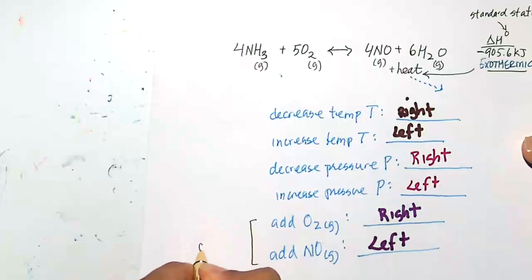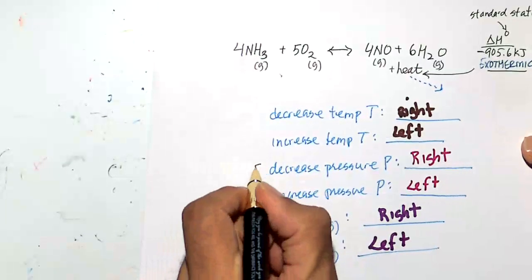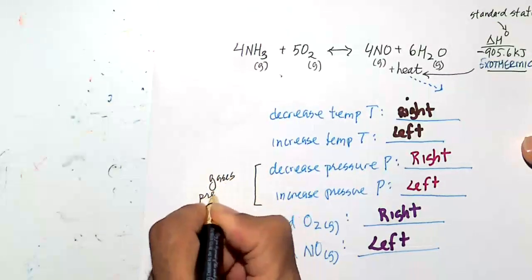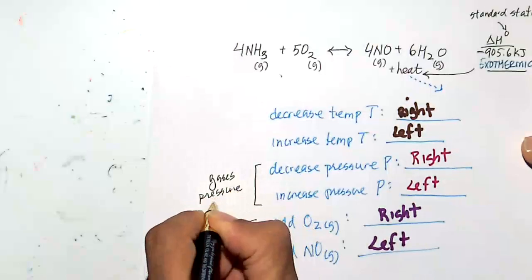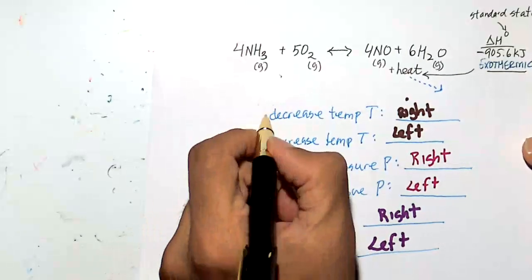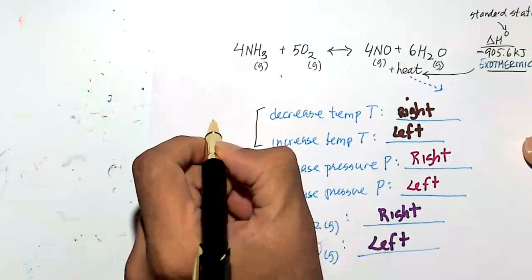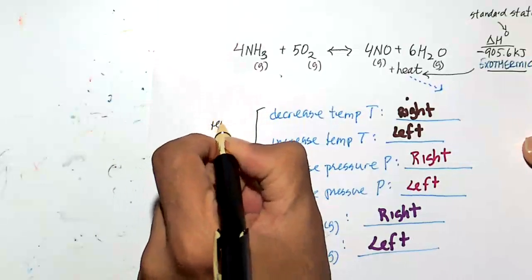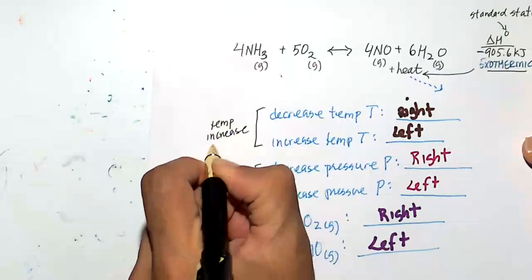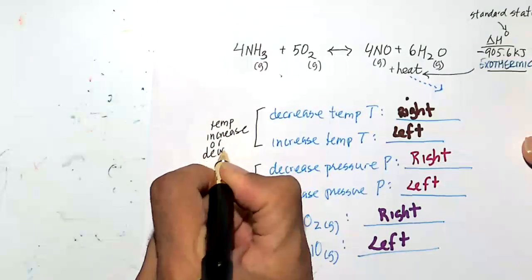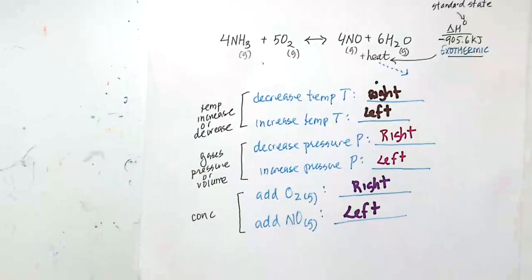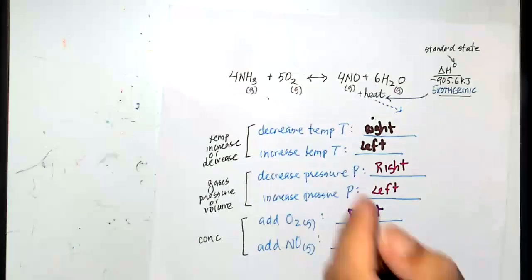You can mess around with the concentrations. For gases, you can mess around with the pressure, or volume. Or you can mess around with the temperature. You can increase or decrease the temperature. So this is what we call Le Chatelier's principle.